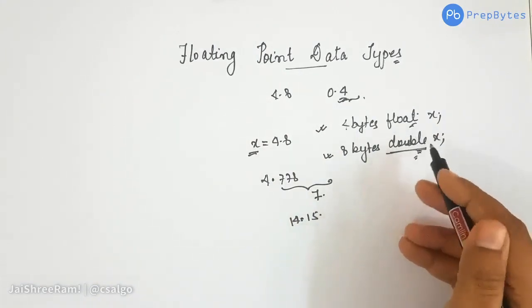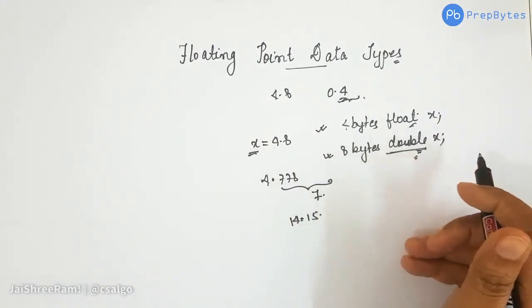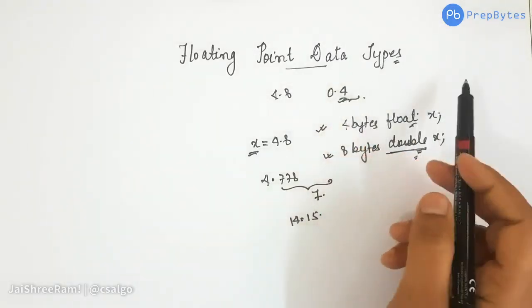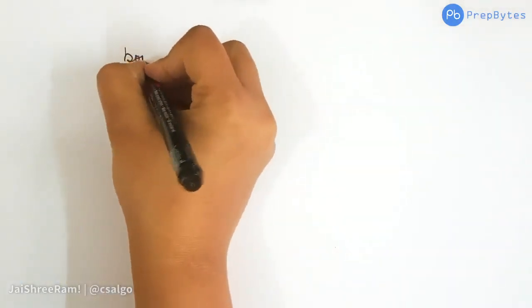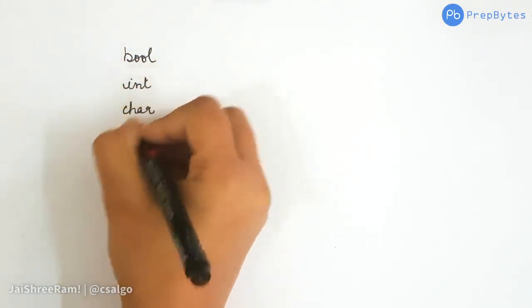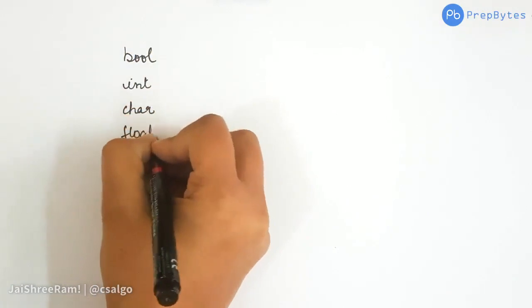Now we will talk about a few modifiers, and we will also see the range of values each data type can store. So till now we have studied the Boolean data type, the integer data type, the character data type, float, and double.